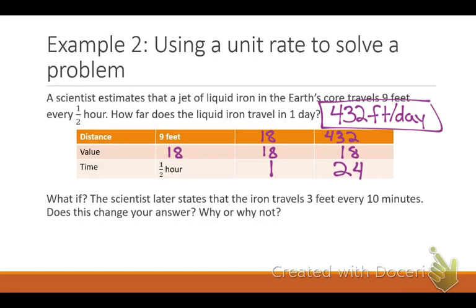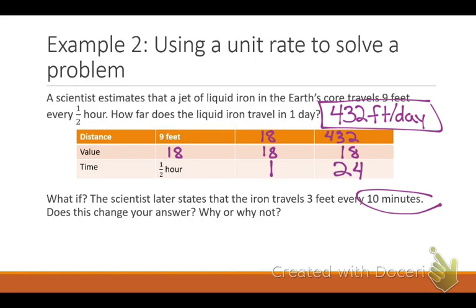There's a couple ways we can approach this. How many of you say, yes, it does change my answer. It's not going to be 432 anymore. How many say, no, it's not going to change my answer? Okay. So let's think about this. How many minutes are in a half an hour? 30. Or we can even go to the whole unit. There's 30 minutes. So what would I do to 30 to get down to 10?